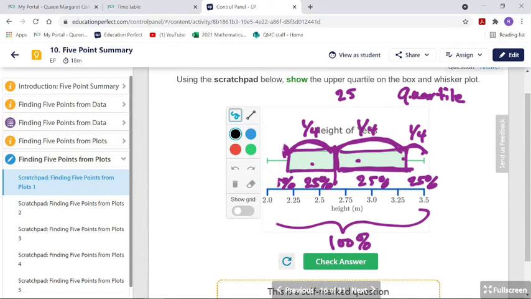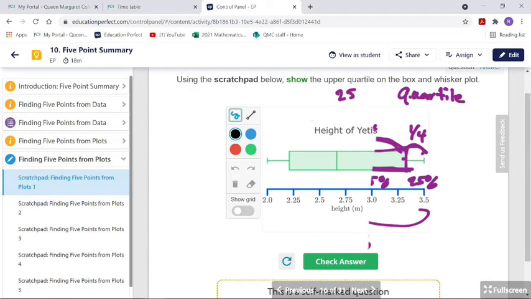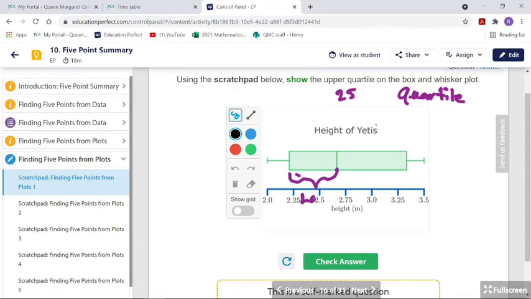So what they want you to do is they want you to see where is the upper quartile on the box and whisker plot. So we have lower, and we have what? Upper. Remember those? Q3?